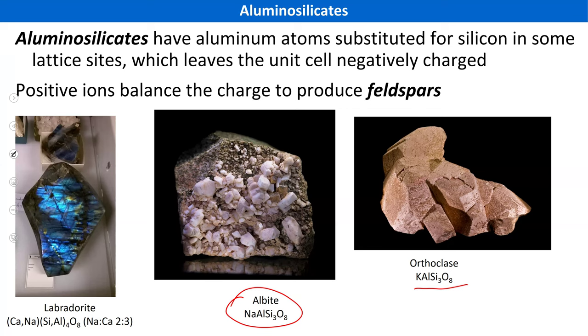Other than labradorite, albite and orthoclase, I don't think they have much use, other than being able to identify them if you're a geologist, and I'm sure that Scott will tell us more about how they're formed and the differences in how they're formed. But they're not sexy minerals. They don't have a whole lot of use that we're aware of necessarily. It's just that here are some examples of your crystal structures.